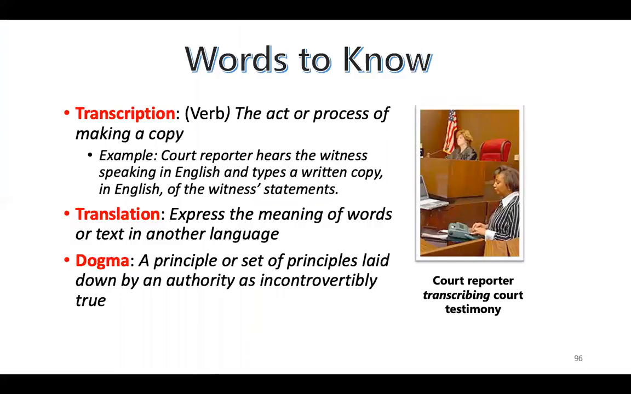Okay. Let's have some words to know. Transcription is the act or process of making a copy. An example of this is when a court reporter hears the witness speaking in English and types a written copy in English of the witness statement. That's the work of a transcriber. He or she will type whatever a witness will tell in the court and type it down to form a written copy. Translation expresses the meaning of words or text in another language, and dogma is a set of principles laid down by an authority as incontrovertibly true.